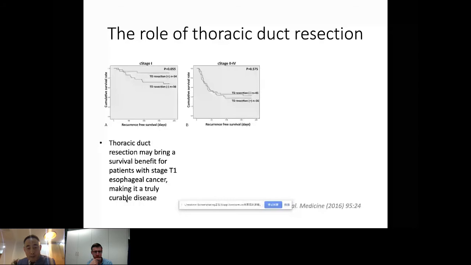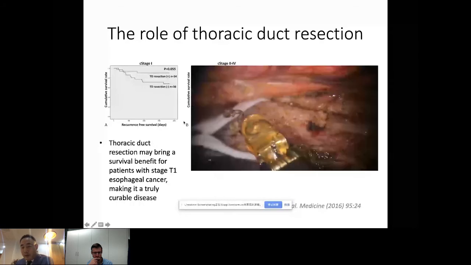So this video on this slide shows the process of robotic-assisted esophagectomy, and the lymph nodes along the thoracic duct appear clearly. So here are the lymph nodes. For such cases, we usually like to do a thorough thoracic duct resection with the paralymph nodes.